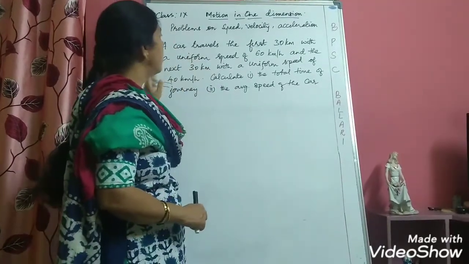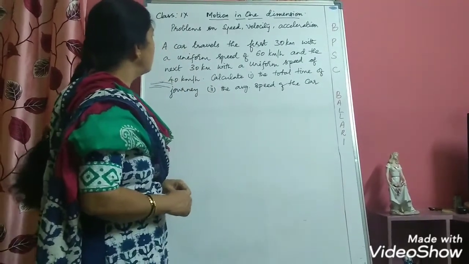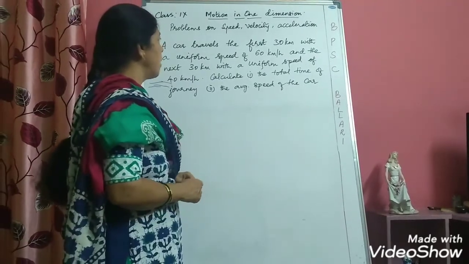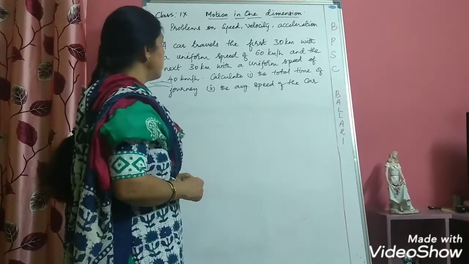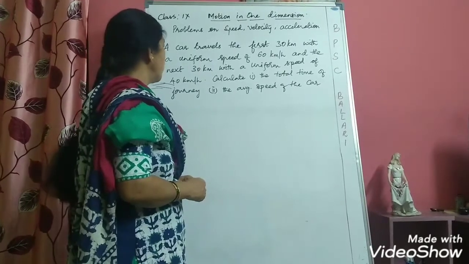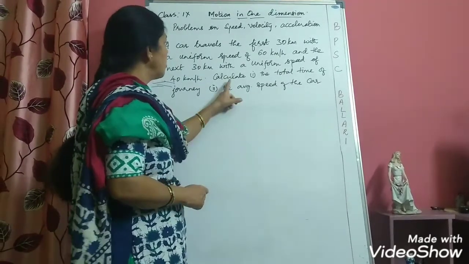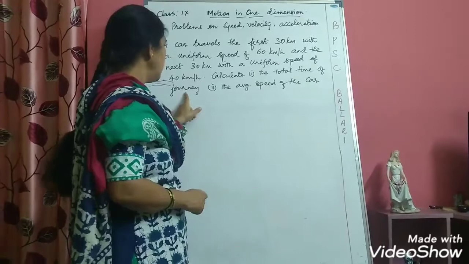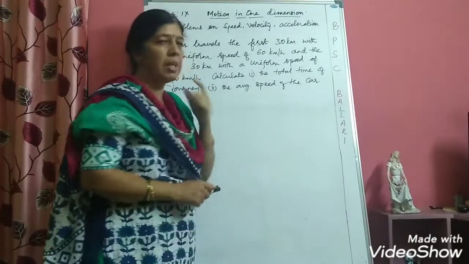A car travels the first 30 km with a uniform speed of 60 km per hour and the next 30 km with a uniform speed of 40 km per hour. You need to calculate the total time of journey and the average speed of the car.